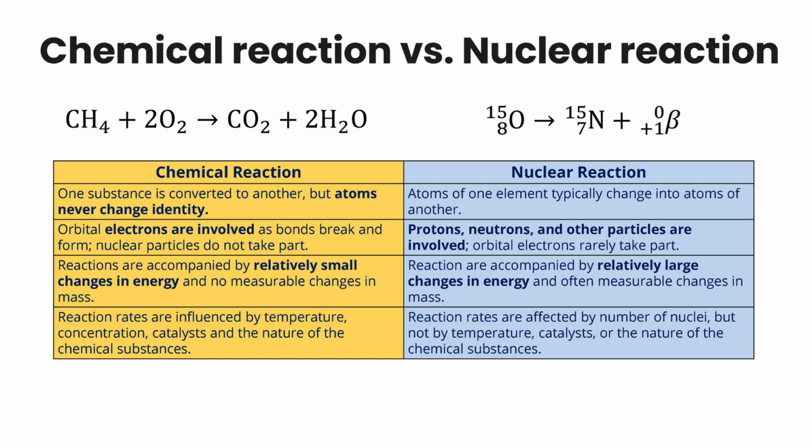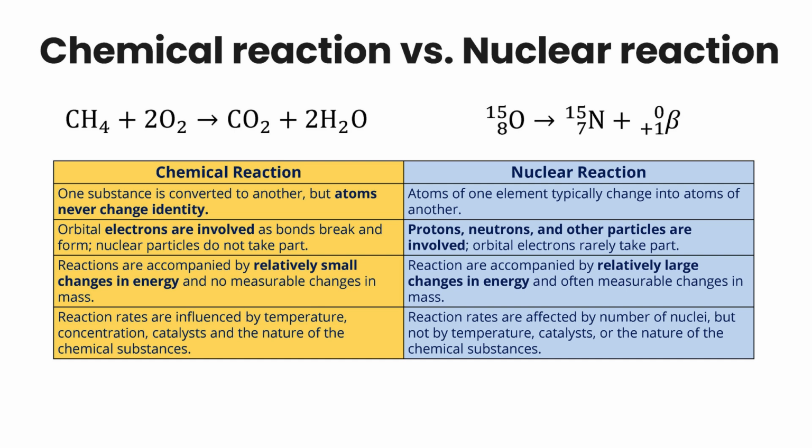What about the particles involved? Also totally different. Chemical reactions are all about the outer electrons, the ones involved in bonding. The nucleus just sits there, uninvolved. But in nuclear reactions, it's the opposite. The action is in the nucleus. Protons, neutrons, other little particles buzzing around in there. The electrons on the outside, they usually don't play a role.